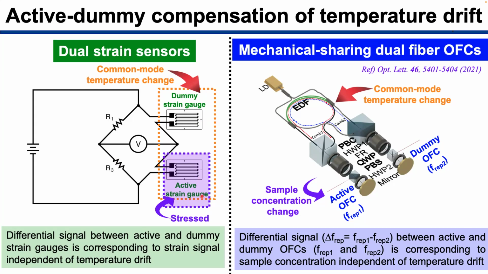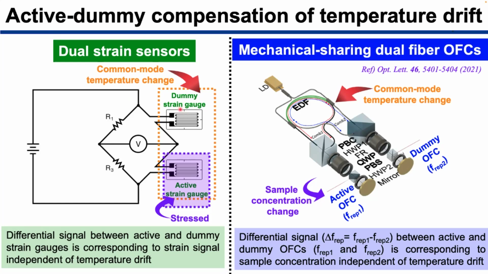The active strain gauge measures the strain and the temperature change, whereas the dummy one measures only the temperature change. So if the temperature changes of the active and dummy strain gauges are common to each other, the differential signal between them calculated by a bridge circuit corresponds to the strain signal independent of temperature drift, due to the cancelling effect of common mode temperature change.